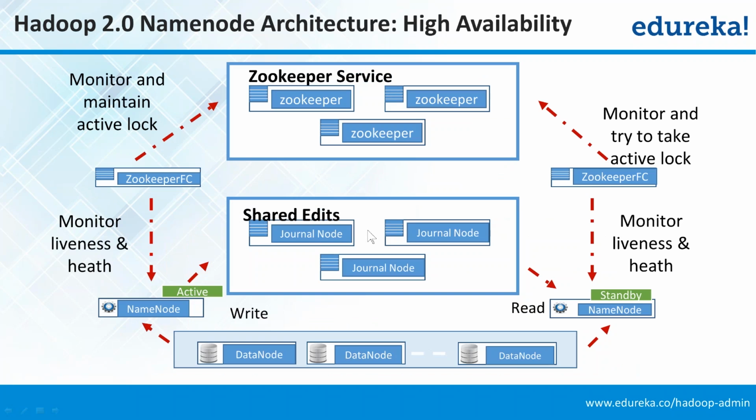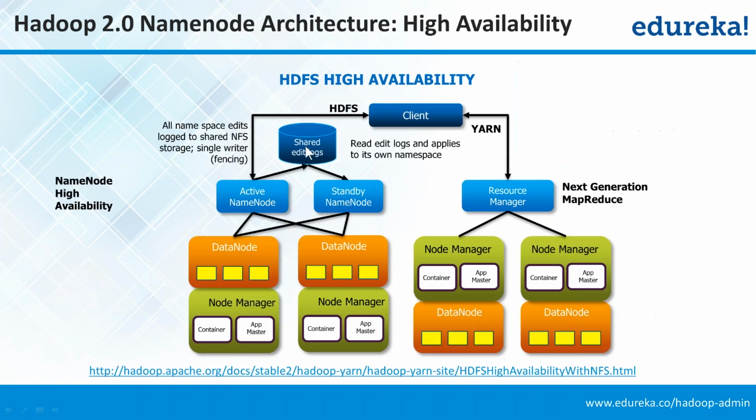Journal nodes are doing the same thing. The difference is that these journal nodes are multiple in number. You can start multiple journal nodes, which means if one goes down, at least two can still keep it highly available. If there are three journal nodes and one goes down, two are still there for achieving HA. But in the case of NFS, if the NFS goes down, NFS itself becomes a single point of failure.